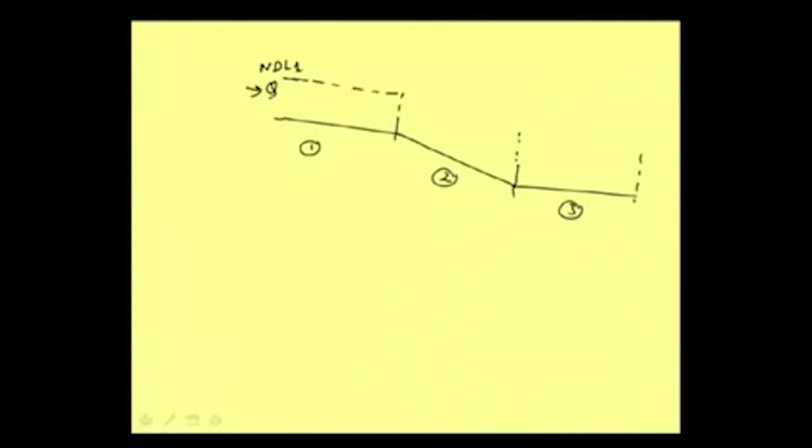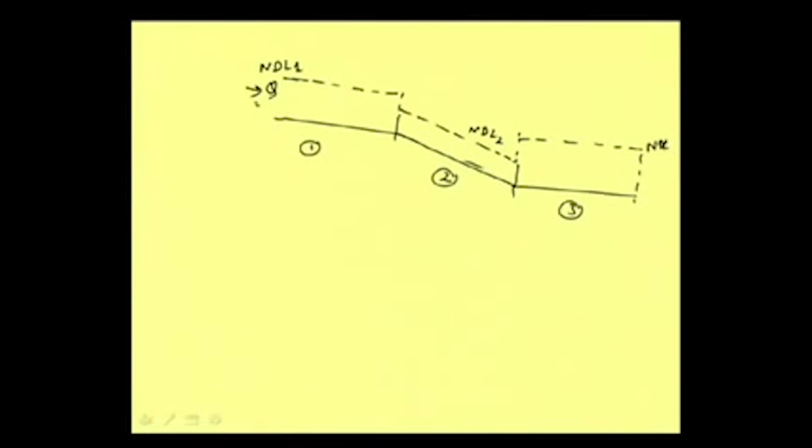Now, here as the slope is increasing in channel 2, obviously the uniform depth of flow will be lesser than the uniform depth of flow for channel reach 1, because the discharge remains the same and the slope is increasing. So, uniform flow will be lower. This is my NDL 2, normal depth line 2. In the third section, as the slope is flatter, the normal depth of flow will again increase, NDL 3.